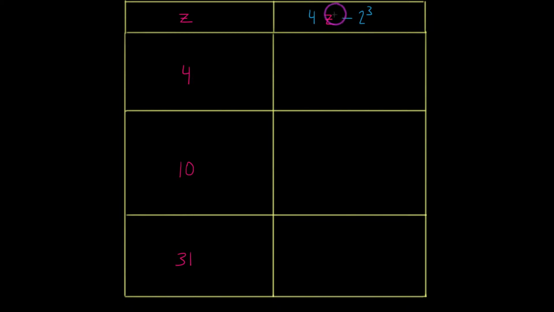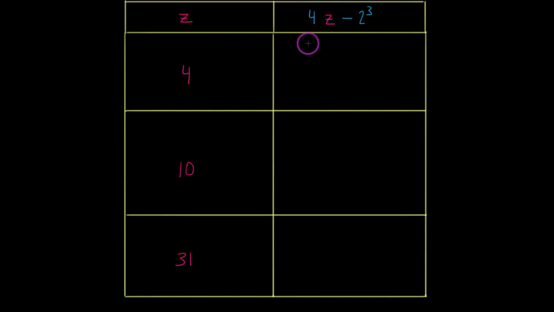We're working with variables and evaluating expressions. So let's go ahead and evaluate the expression 4z minus 2 to the third power. z can be 4, 10, or 31. So the first thing I want to do is rewrite this expression in each of the following cells, but I'm going to substitute 4, 10, and 31 in for z.